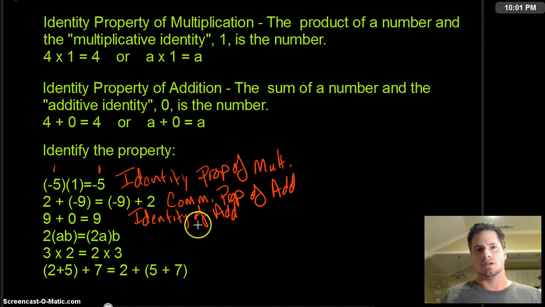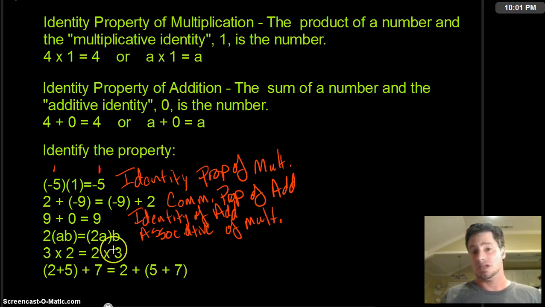Okay, these are all properties. I'm trying to write fast. Here, I change the grouping. I start out with these two groups, then I'm changing the association. So that's the associative property. And I should have shorthanded that one, of multiplication.